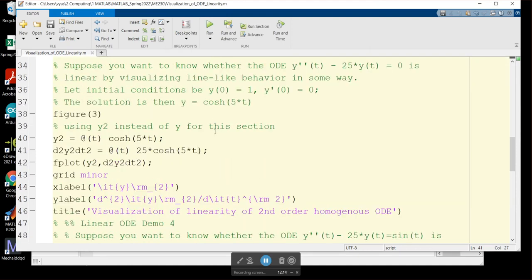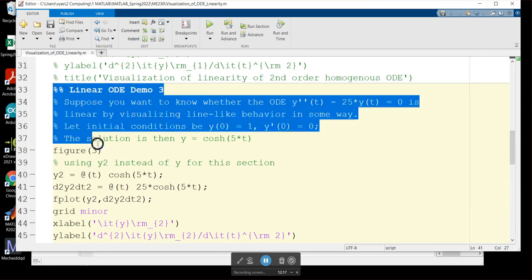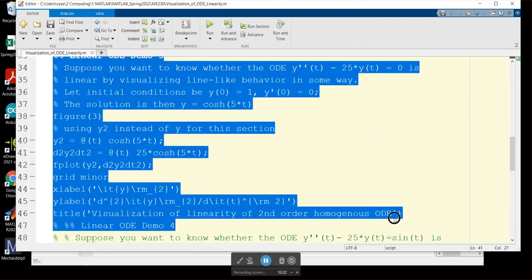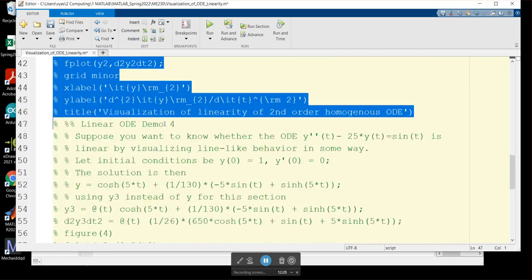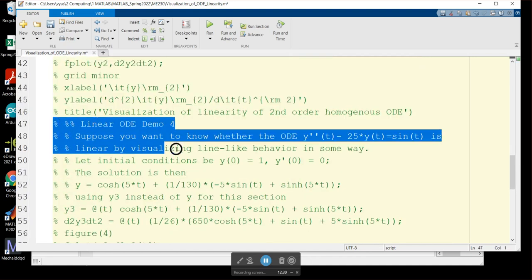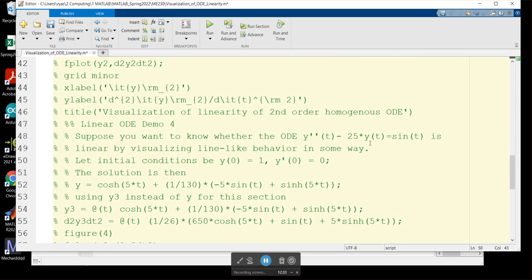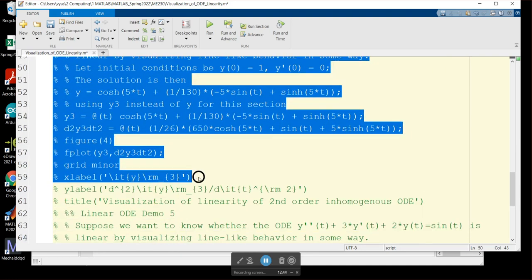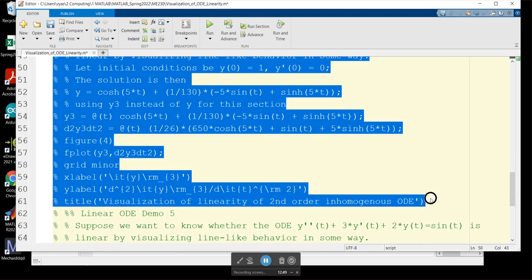Now you may wonder, how come you're not showing an illustration for an inhomogeneous or non-homogeneous ODE here? Why are you only showing homogeneous ODEs? So now I'm going to plot an inhomogeneous ODE of a simpler type where I've got y double prime of t minus 25y of t equals sine of t. Although there is a forcing function of sine of t, an inhomogeneous term, and the overall solution to the initial value problem changes, the nature of the equation does not change.